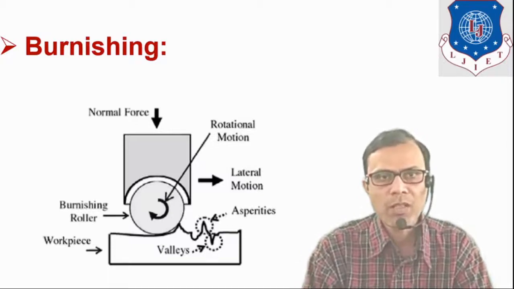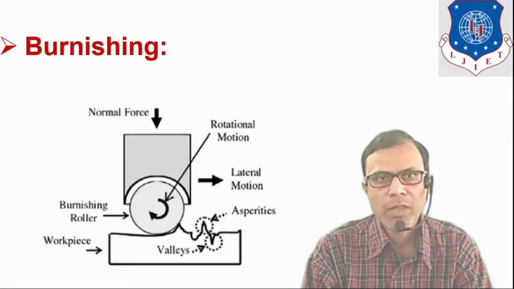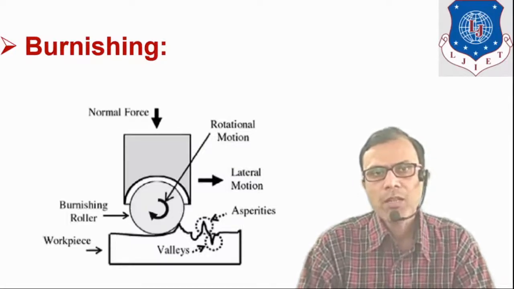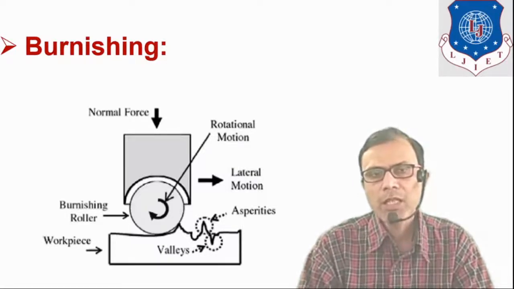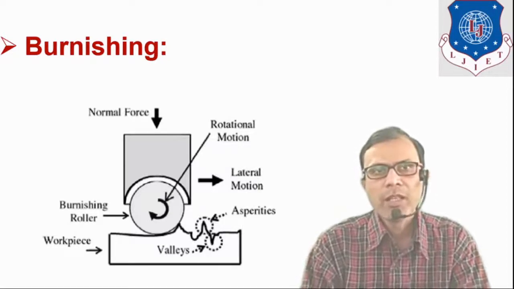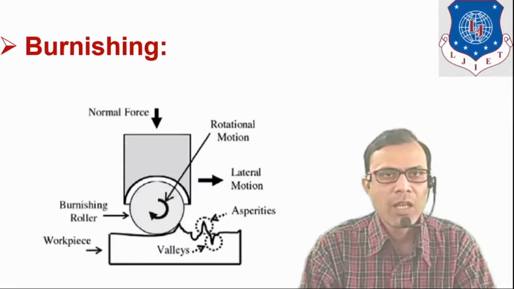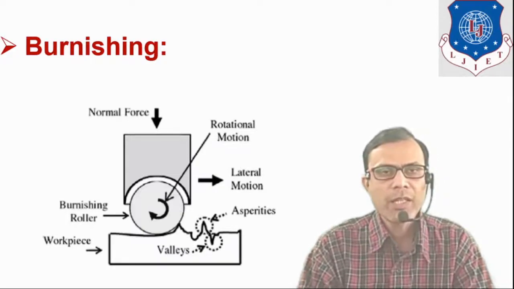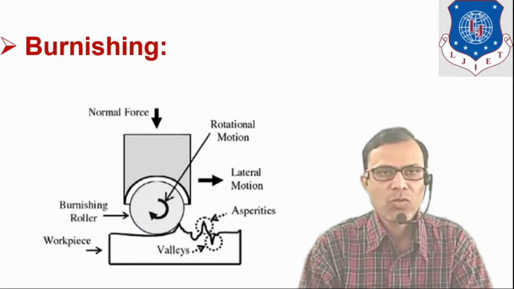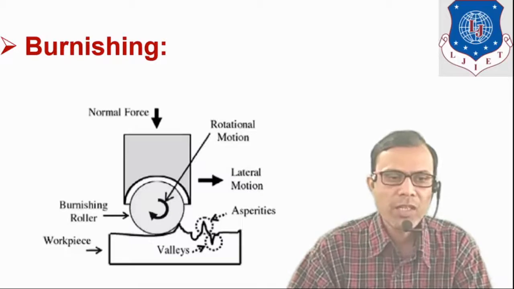So what happens when the pressure is applied on the surface of the workpiece, the peaks get minimized, their height will be decreased, and the material will be flowing inside the valleys. So that valleys can be filled up by the material, and peaks height will be decreased. So by that kind of action, we can have the better surface finishing.